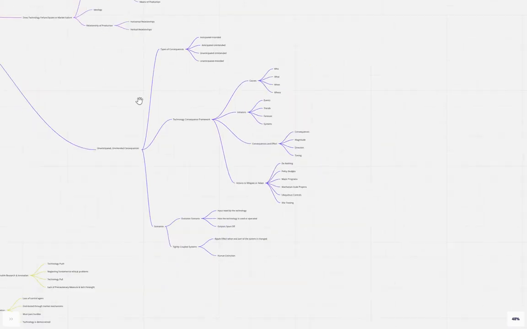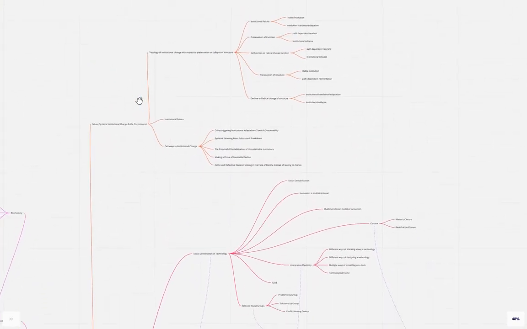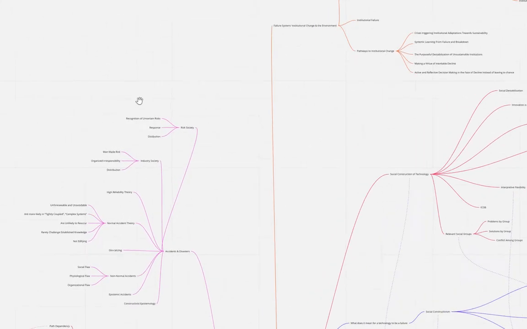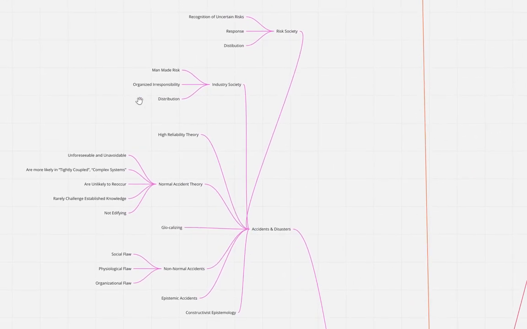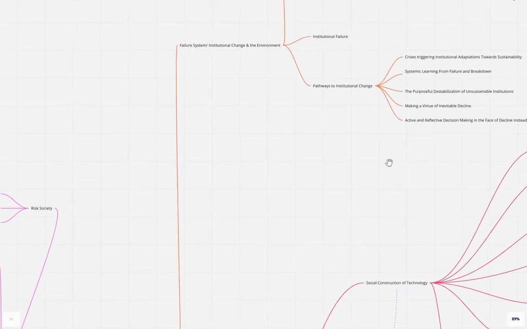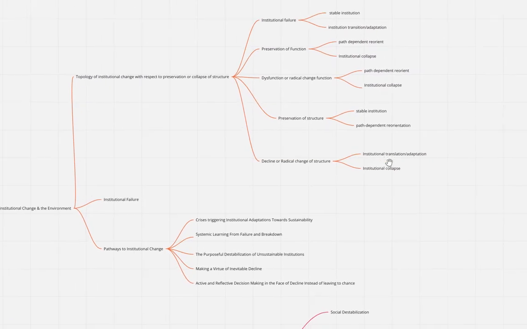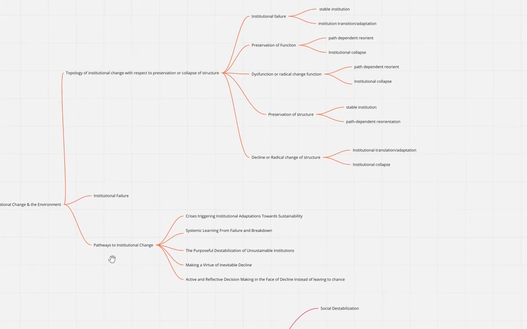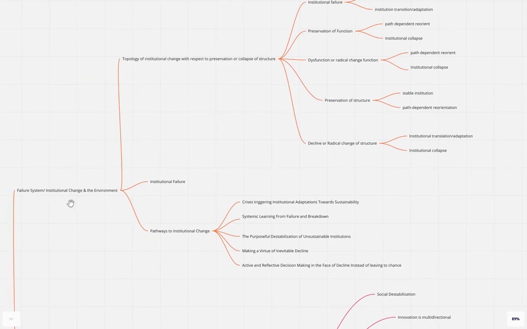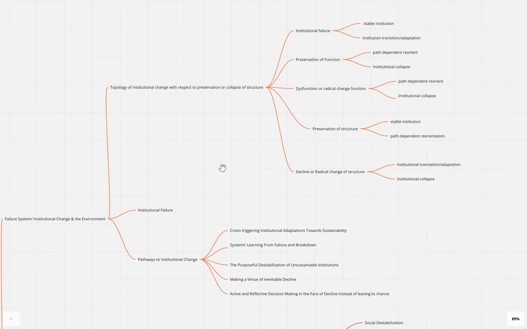We talked about accidents and disasters. And again, just like the others, I broke it down to the main topics here, and then broke those topics down even further. We talked about failure systems and institutional change. In a similar fashion, I broke it down into subtopics that stem from the branch that stems from technological failure, and then broke those sections down even further. And you can see here a deeper connection than most.